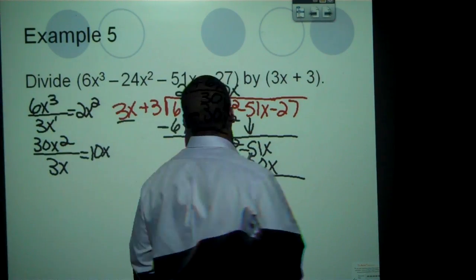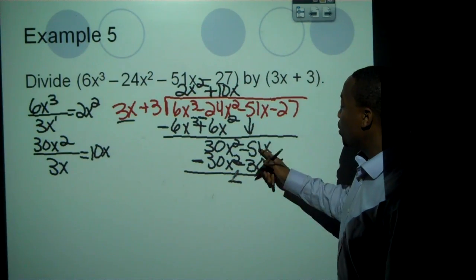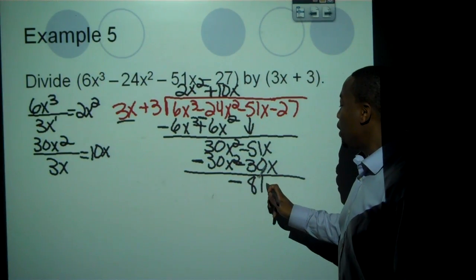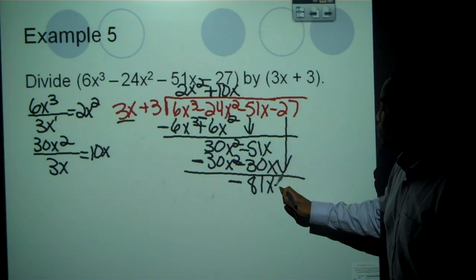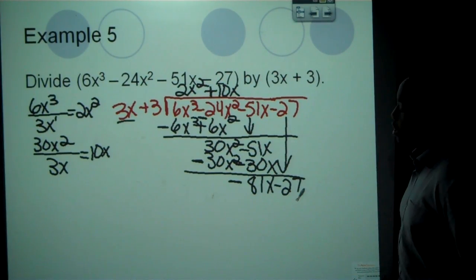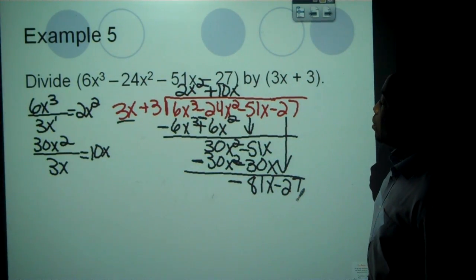So now let's bring this down. 5 and 1. First of all, we know it's going to be negative. It's going to be negative 81x. Now I have to bring down my 27. Now, how many times does 3x go into 81x?